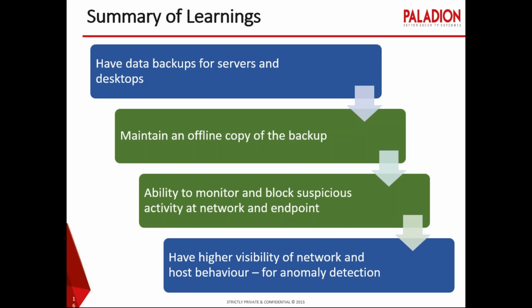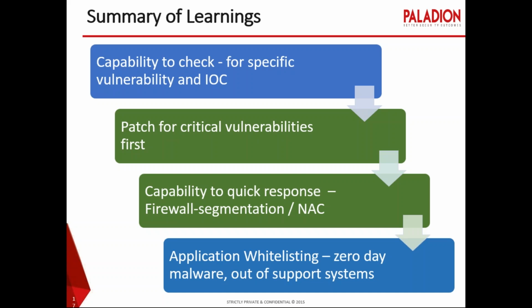Some of these malwares we cannot detect using signatures. So just as it is important to have signature-based detection, also have higher visibility on network and host, so that we can also do anomaly-based detection. Anything that is an outlier, which doesn't normally happen in your organization's systems, can be flagged to your team to take quick remediation.